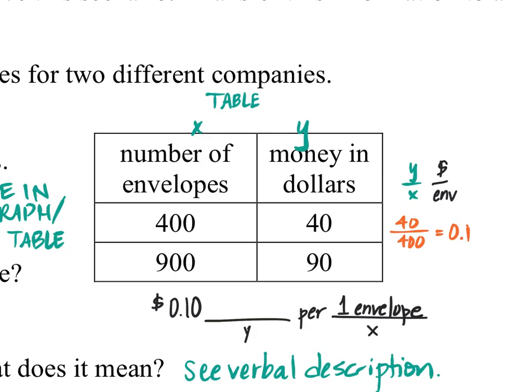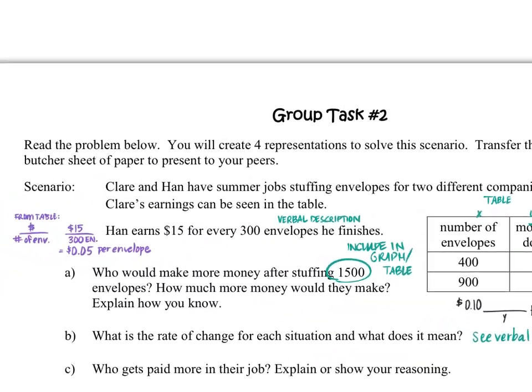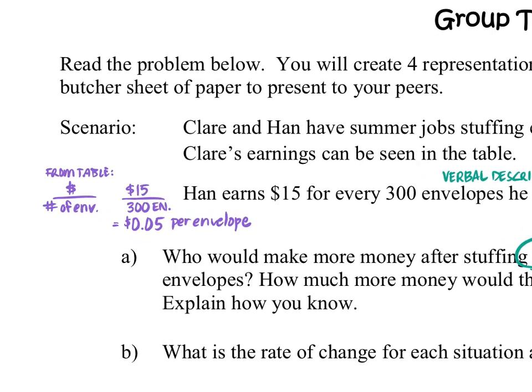And then if you compare that to Han's verbal description, we're going to set up the same ratio of dollars to envelopes. And so if you look, he earns $15 for every 300 envelopes that are stuffed. And if you simplify 15 over 300, you get 0.05. And then putting those labels again with the rate, you get $0.05 per every 1 envelope stuffed.